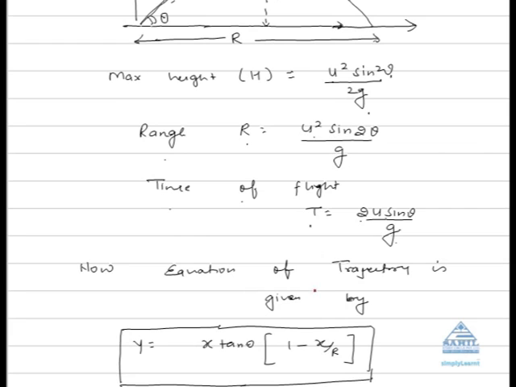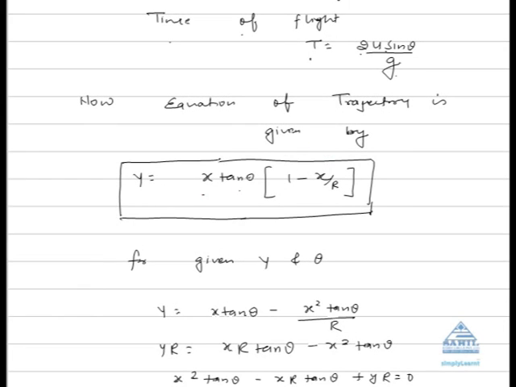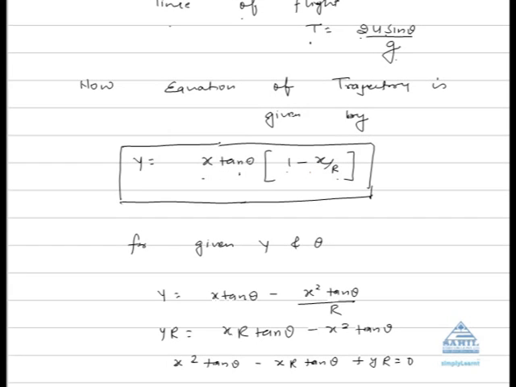Now the same equation of trajectory of a body is given by y is equal to x tan theta times 1 minus x upon r. This equation is very much familiar also. For a given value of y and theta, means if the angle of projection is constant and the height is given, then this equation is written as y equal to x tan theta minus x square tan theta upon r. Y into r is equal to x into r tan theta minus x square tan theta, and x square tan theta minus x into r tan theta plus y into r is equal to 0.